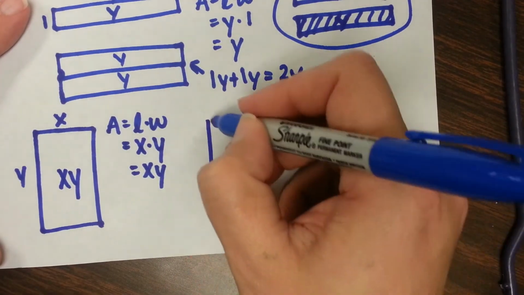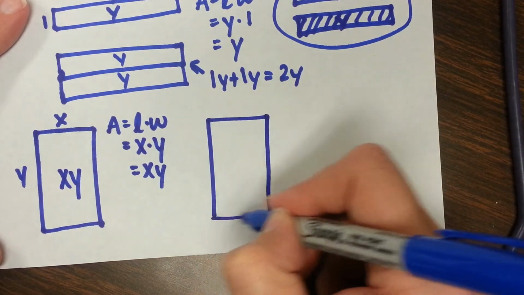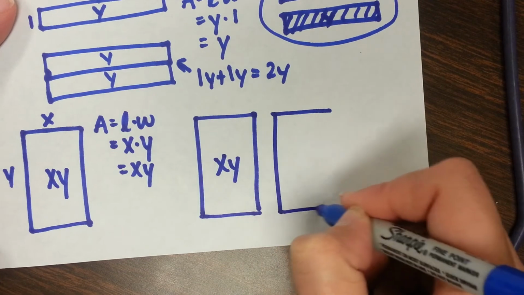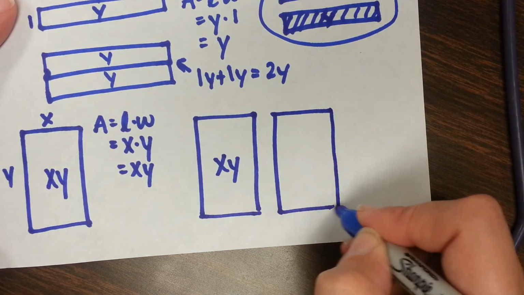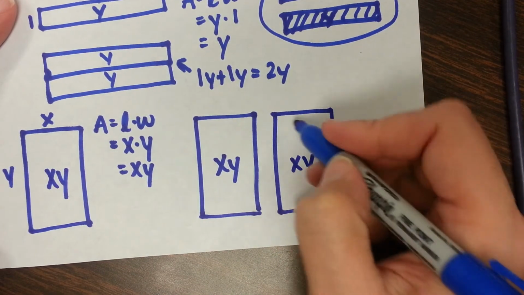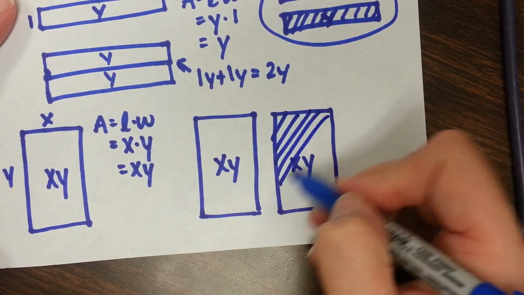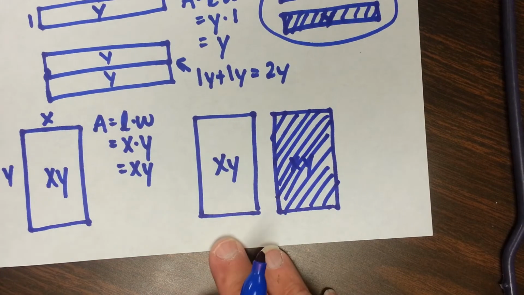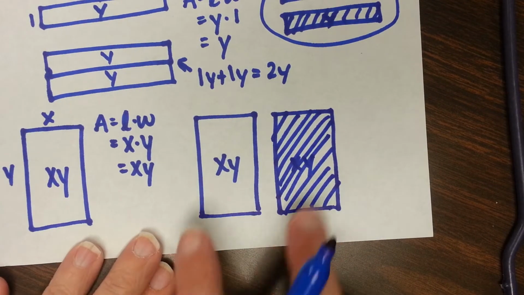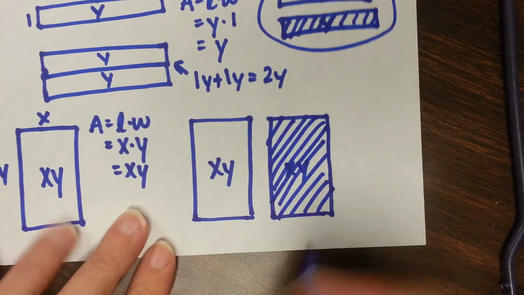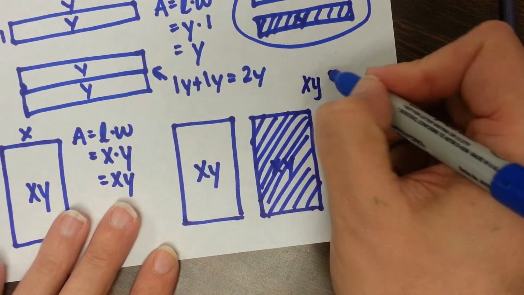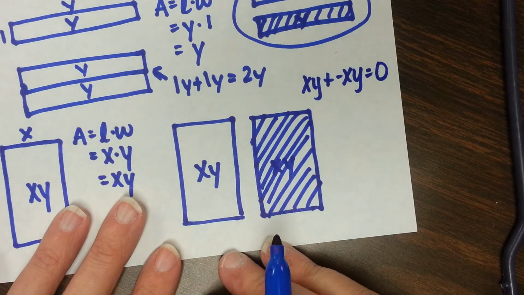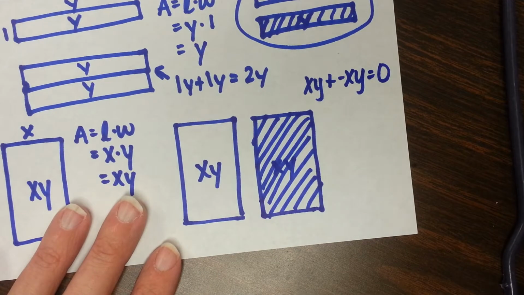Once again, we can have the positive kind, or we could have the negative kind. Based on what we've been doing so far, the one that's shaded in is the positive one. I'm sorry, the one that's shaded in is the negative one. The one that's unshaded is the positive one. If I group those together, they could form a zero pair. I would have xy plus negative xy, and they would cancel out, giving me 0, which is what makes them a zero pair.